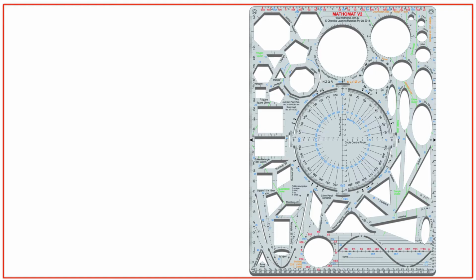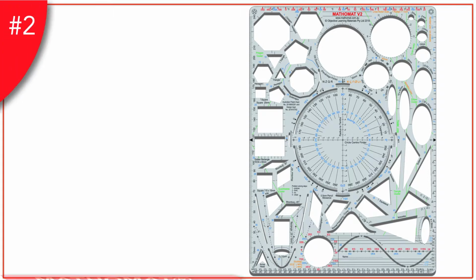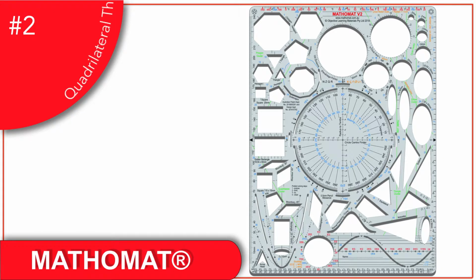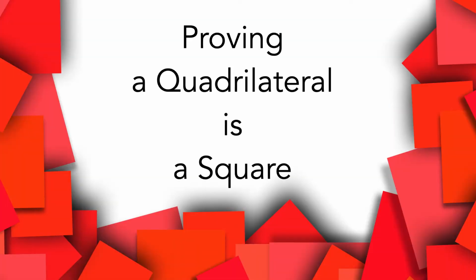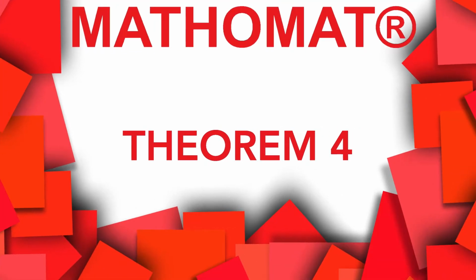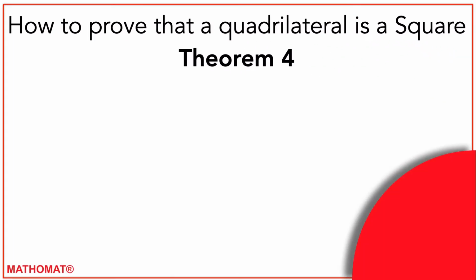In session 2, part 4, we will look at a fourth way in which to prove a quadrilateral to be a square. Let's move on to our fourth proof. Theorem 4. How to prove that a quadrilateral is a square.